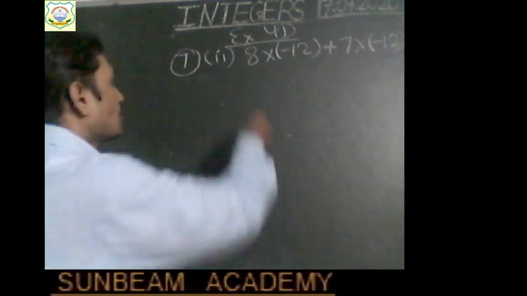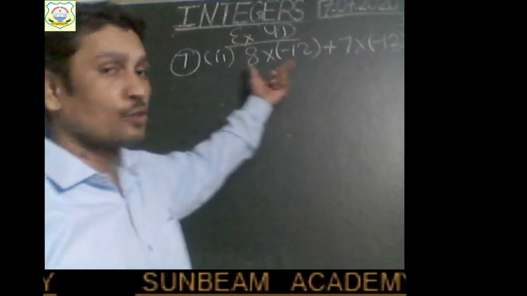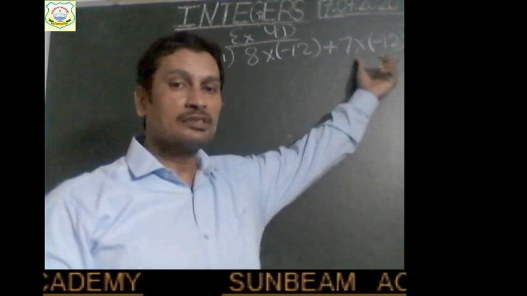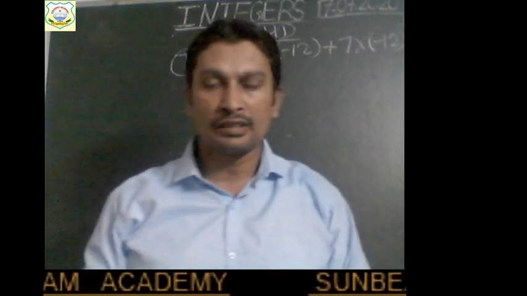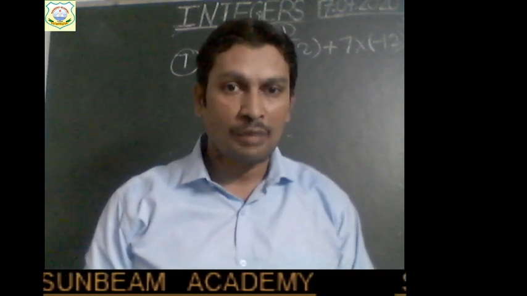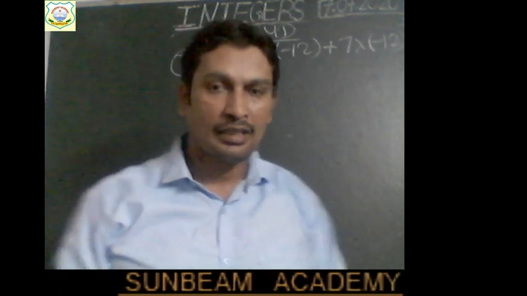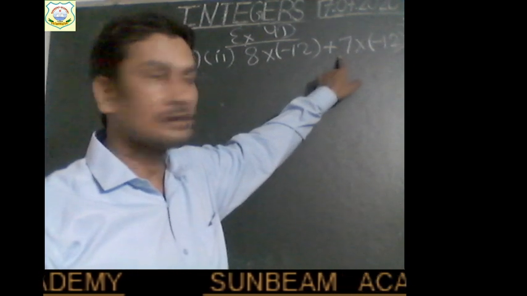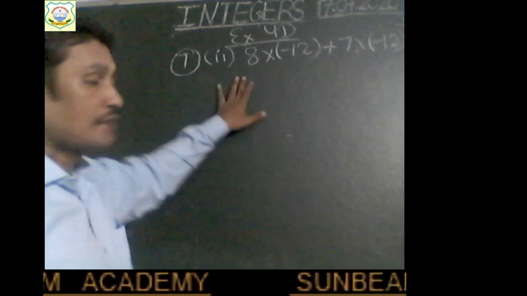So this is the same type of question that we have discussed yesterday. Here you can see there are two different products. First is the product of 8 and minus 12, and second is the product of 7 with minus 12. So you can see in both the products one of the integers is common. Which integer is common here, children? Here minus 12 is common. So it is just the same as a into b plus c into b. We can apply distributive law here.